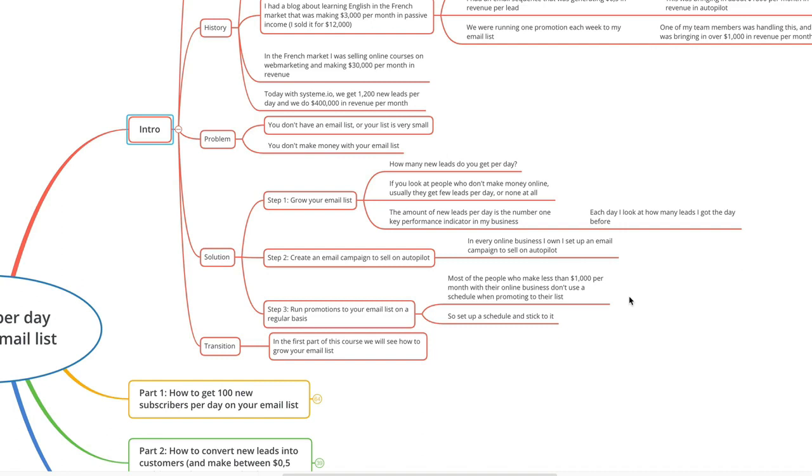So the amount of new leads per day, to me, it's the number one key performance indicator in any business. And every day I look at how many leads I got the day before. That's really what I do. I'm an email marketing guy, and social media, I mean, yeah, it's part of the system, but you have to be focused in business, right?